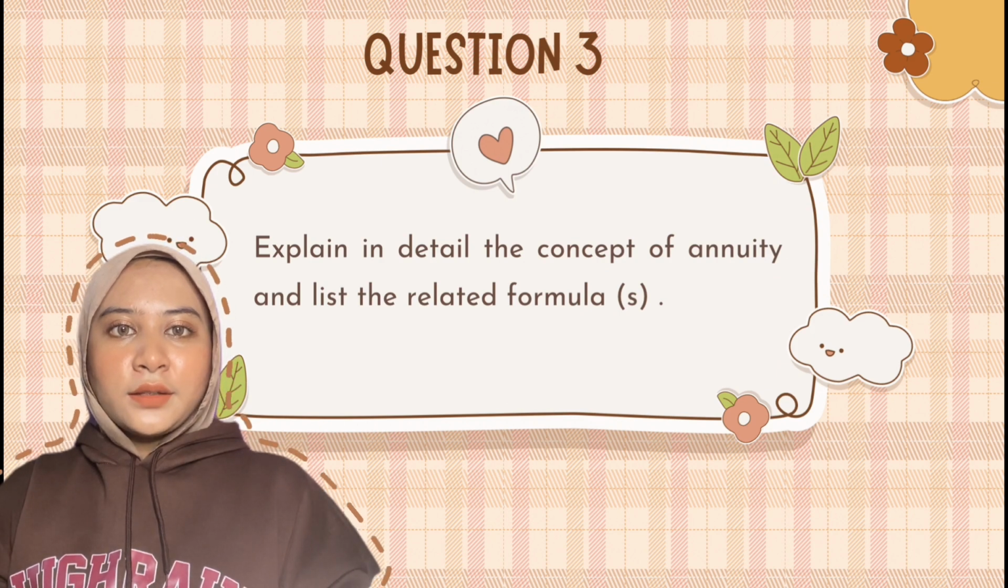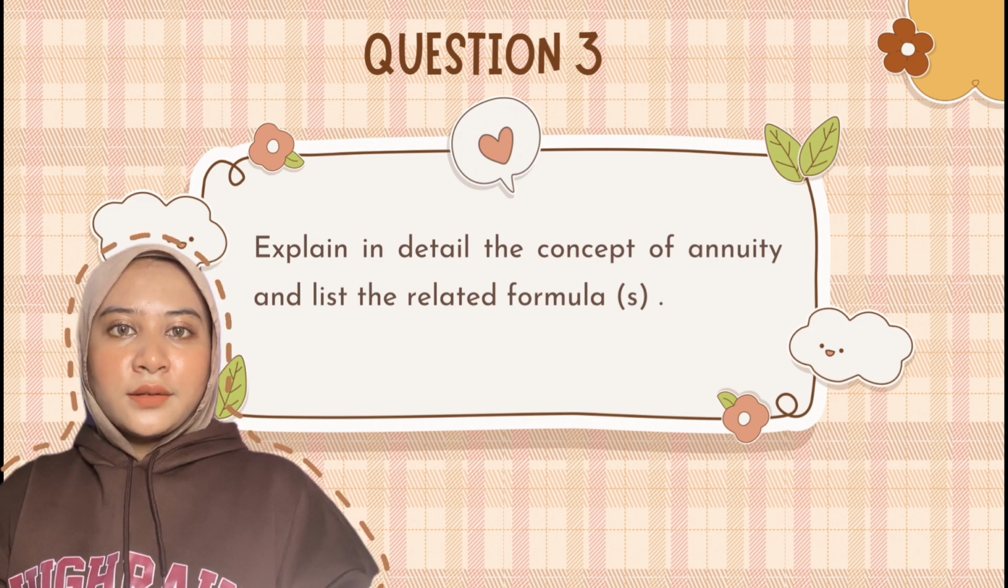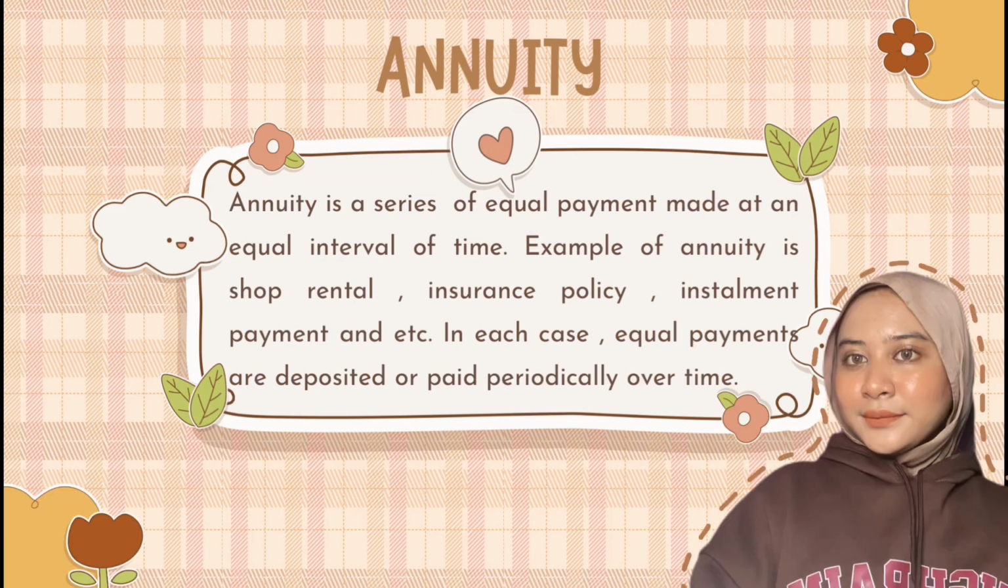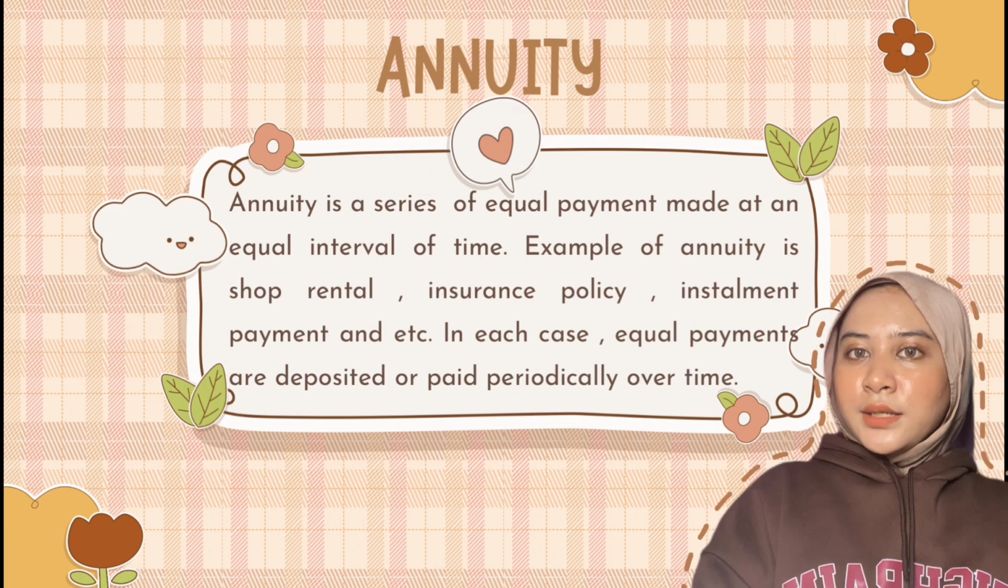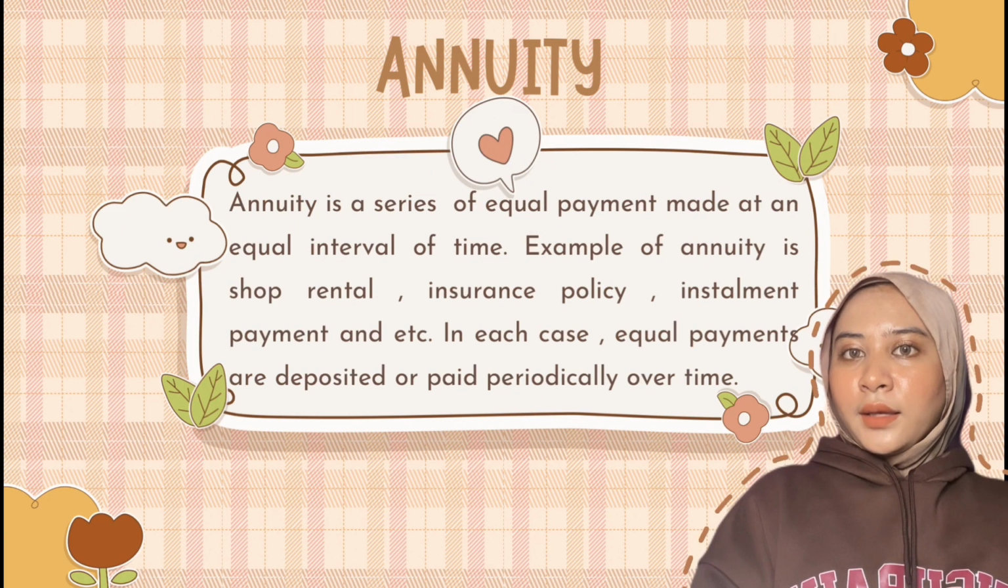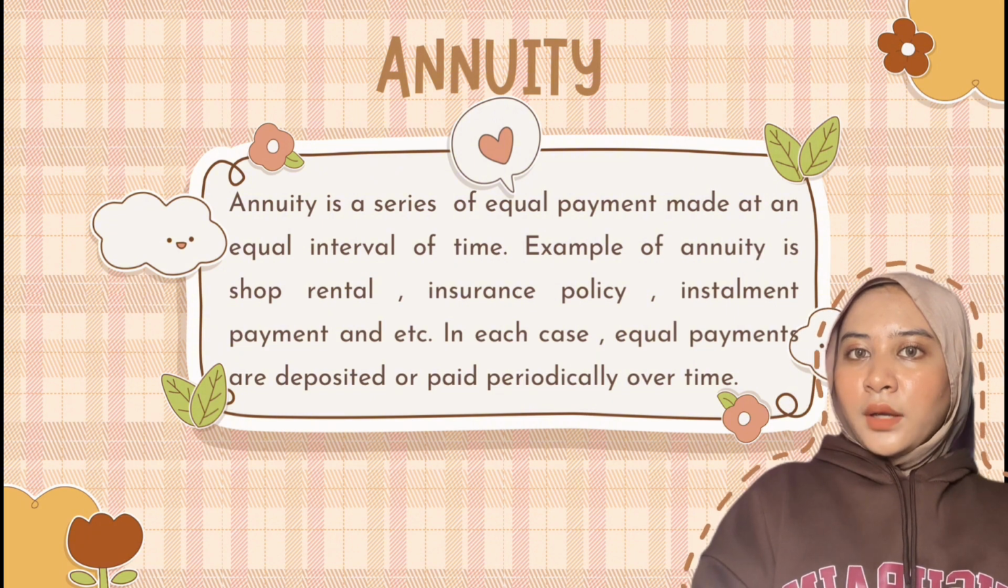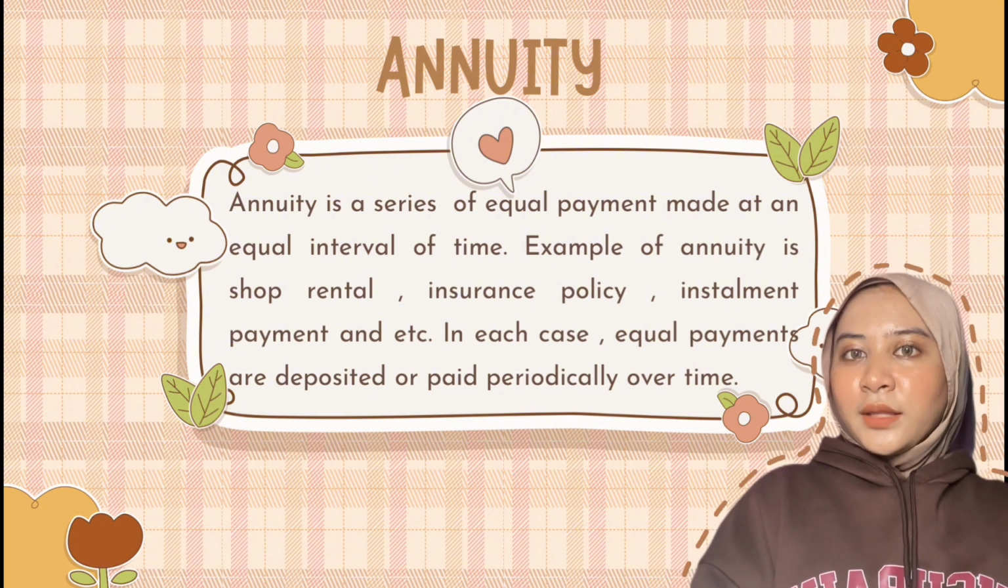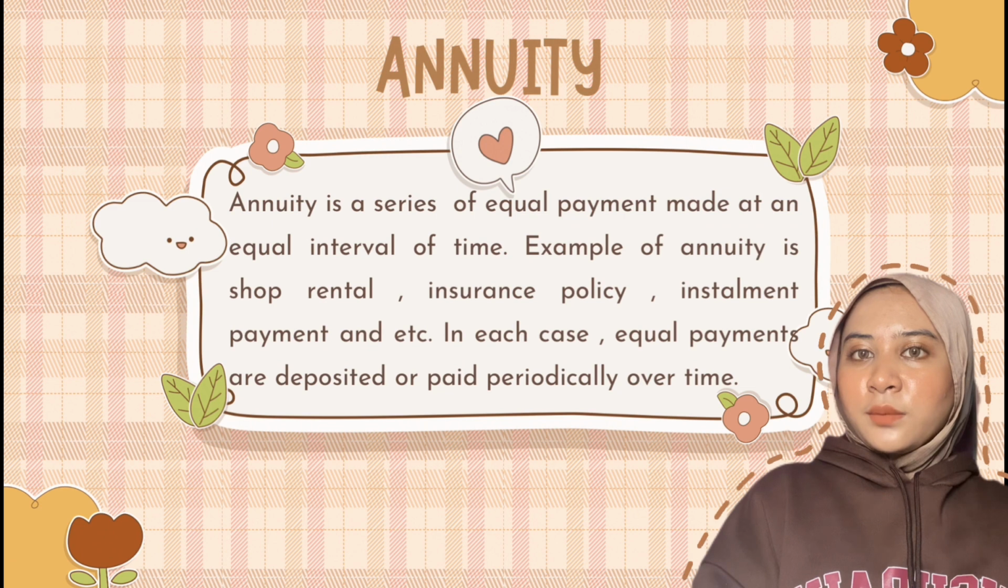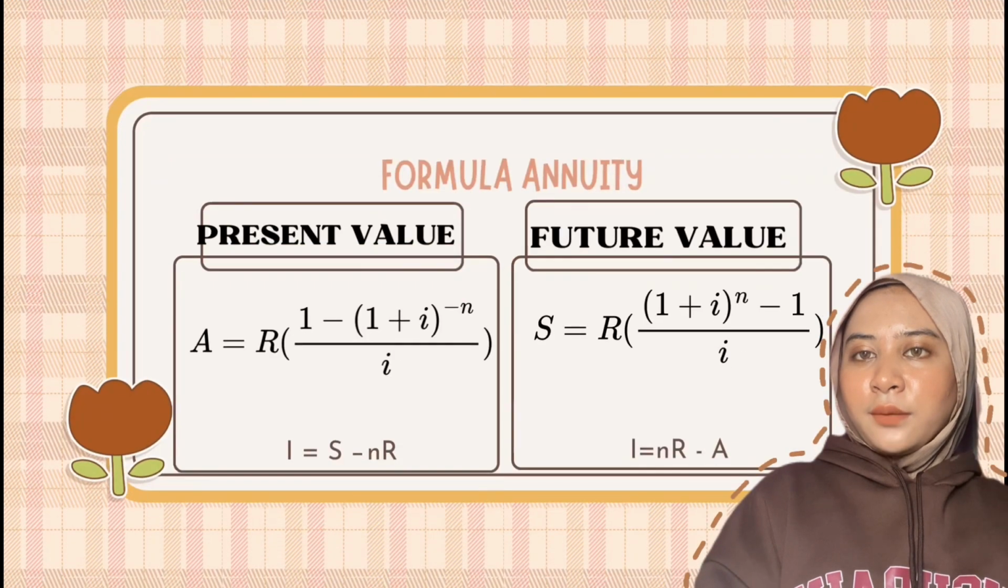Explain in detail the concept of annuity and list the related formula. Annuity is a series of equal payments made at an equal interval of time. Examples of annuity are shop rental, insurance policy, installment payment, and etc. In each case, equal payments are deposited or paid periodically over time.